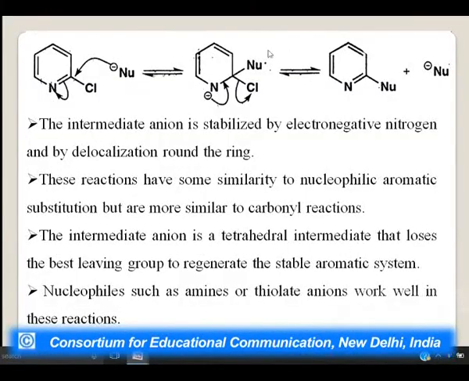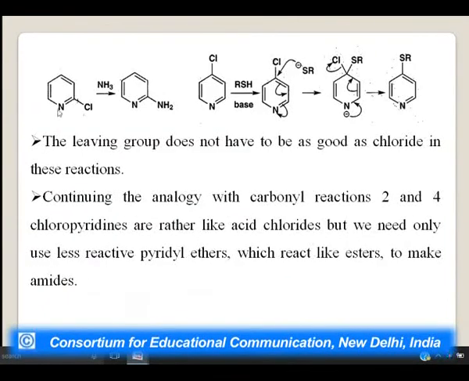These reactions have some similarity to nucleophilic aromatic substitution, but are more similar to carbonyl reactions. We have discussed in an earlier lecture about aldehydes and ketones, how they react and proceed by nucleophilic substitution reactions. The intermediate anion is a tetrahedral intermediate, as shown here, that loses the best leaving group, chloride, to regenerate the stable aromatic system. Nucleophiles such as amines or thiolate anions work well in these reactions. These are other nucleophilic substitution reactions. Here you can see the chloride ion is substituted by an NH2 amine group, and here the chloride ion is substituted by an SR group.